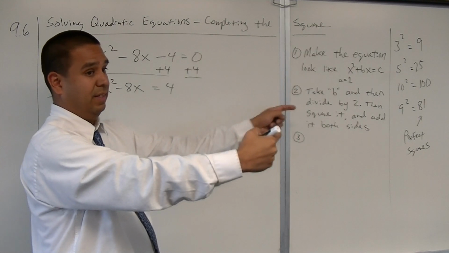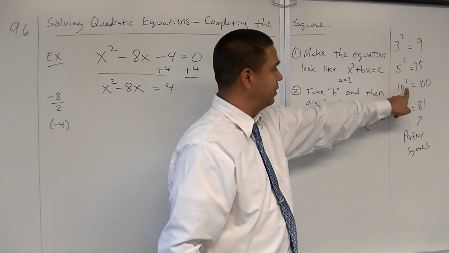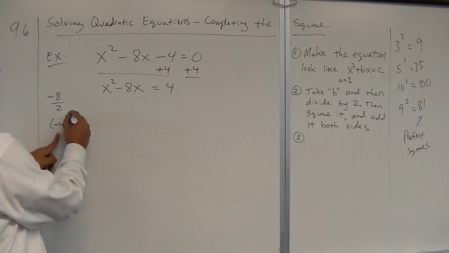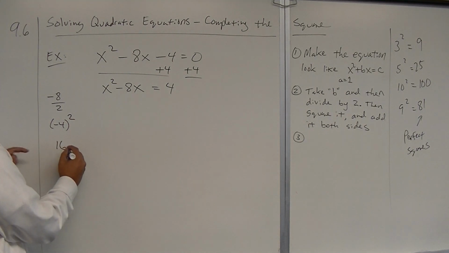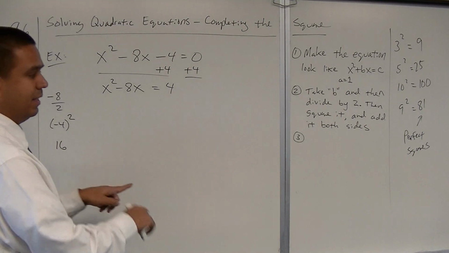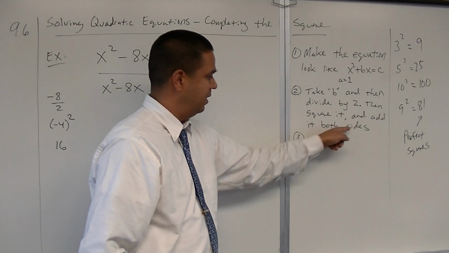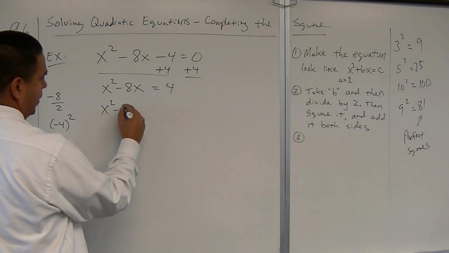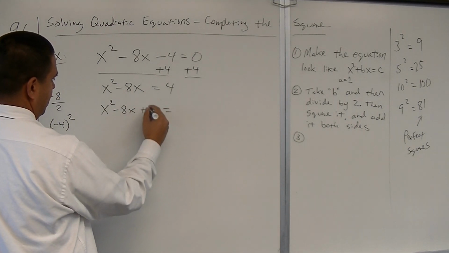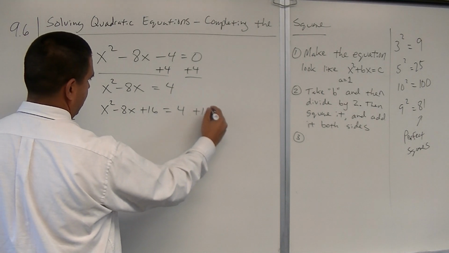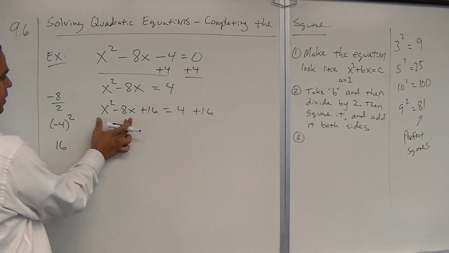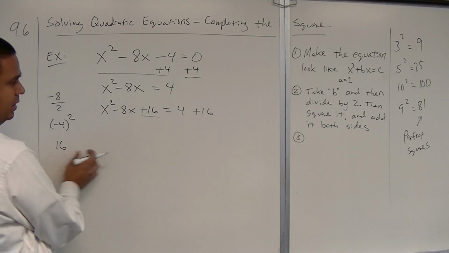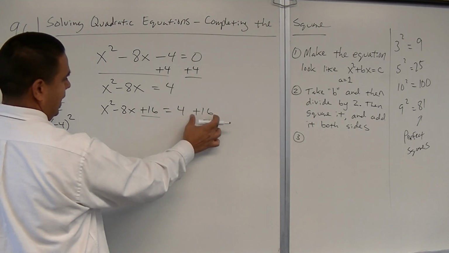Remember, squaring it means multiplying it by itself. So what's negative 4 squared? 16. Then we take that 16 and add it to both sides. I keep this side the same and add my 16. So the x squared minus 8x, just bring it down, add the 16 that we found. Bring the 4 straight down and add the 16 over here.